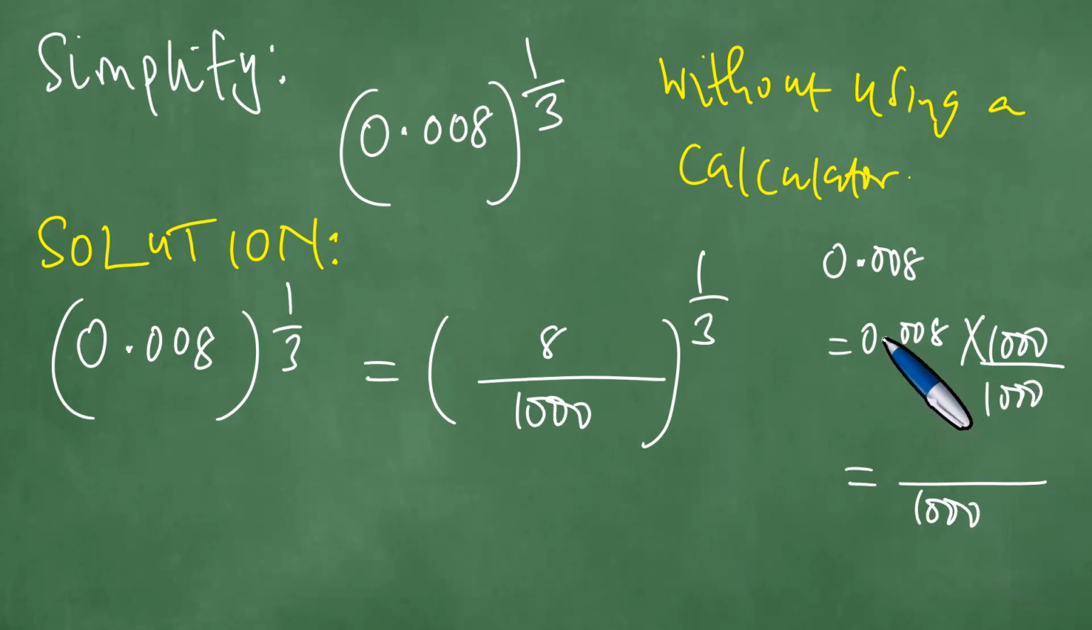If you multiply by 1000, then you move the decimal point 1, 2, 3 places. You are putting 1000 over 1000 because you need to move the decimal point 3 places. So it's going to be 8.